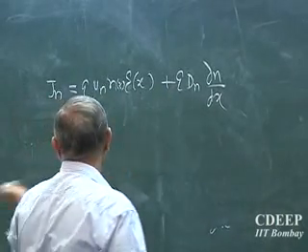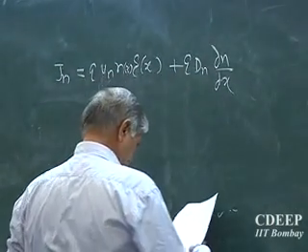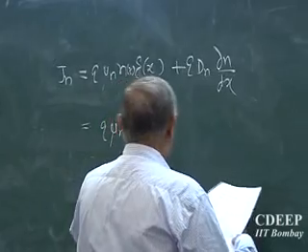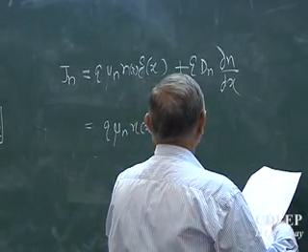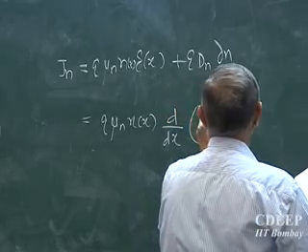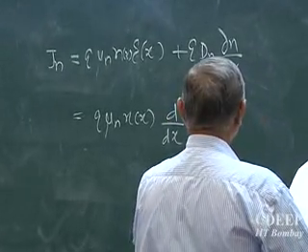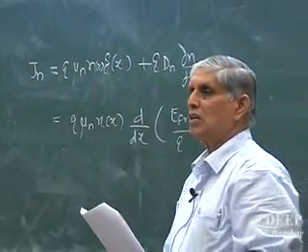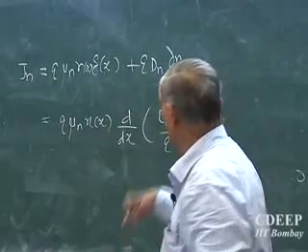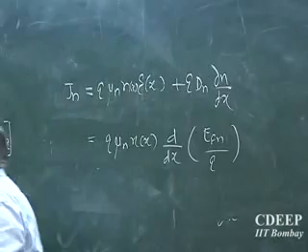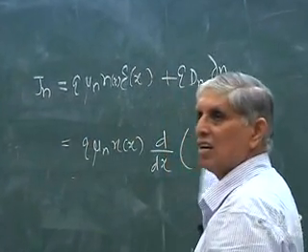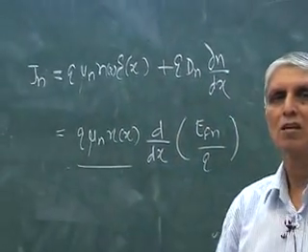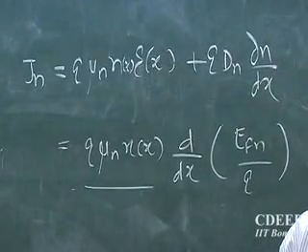If I substitute these two terms here, what you are going to get is the following: q mu n nx d/dx of EFn by q. D is replaced by what? kT by q mu. So I substitute this term here. Ex will cancel and this term will occur. What is this term? Sigma x. Please remember this is variable.